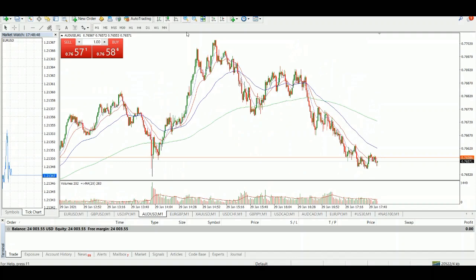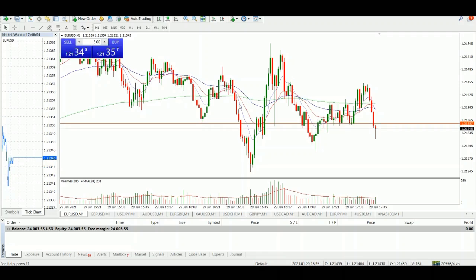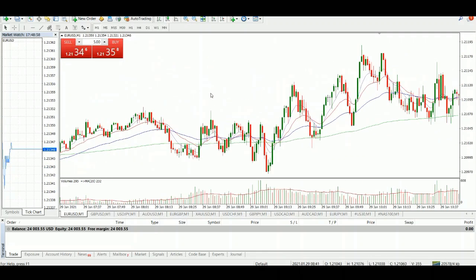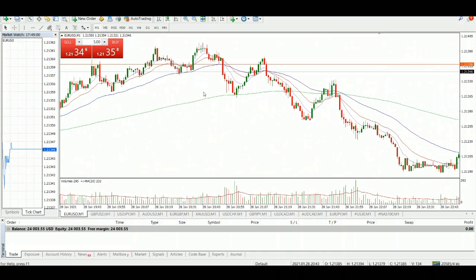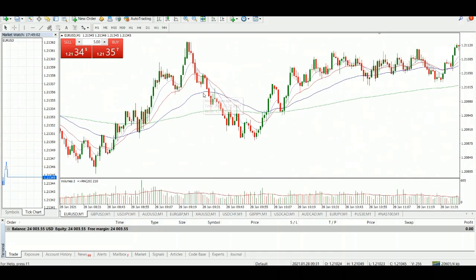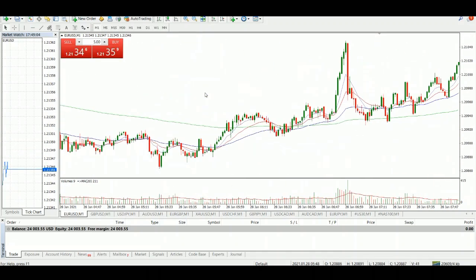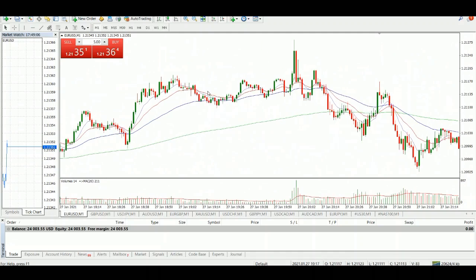Now the idea is very clear how to be able to make it. So I'll be moving to other charts to show it to you on other charts also. Let's check the euro dollar meanwhile. Okay, so here we are for the euro dollar.